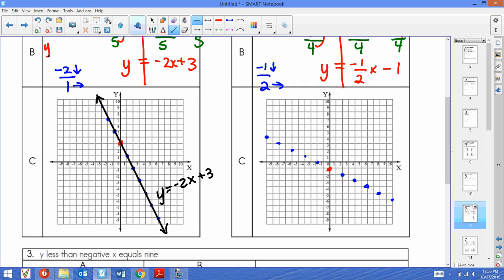A lot of times people forget to check the slope, and it ends up actually slanting in the wrong direction because maybe you went up instead of down or left instead of right. And again, let's label this with our new equation. Y is equal to negative 1/2 x minus 1.